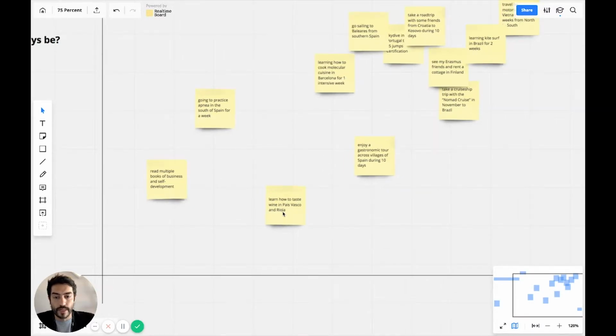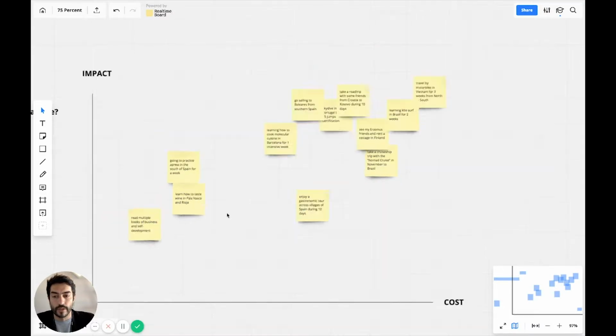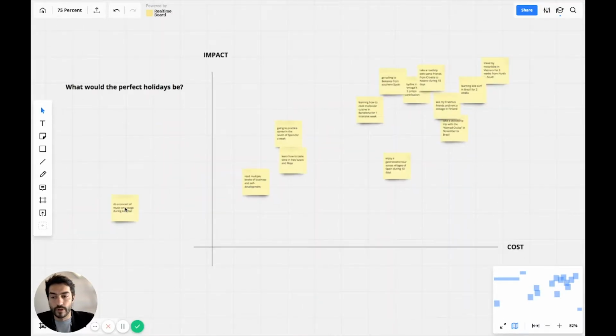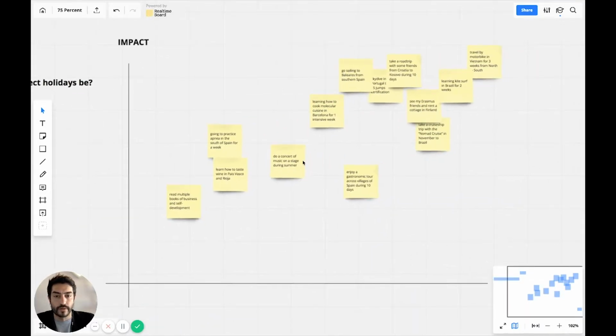Learn how to taste wine in País Vasco and Rioja. Same thing. The impact is moderate, so I'll put it in the middle. The cost is pretty low. It would be around here. Finally, do a concert of music on stage during summer. So I love to play music. If I can do a concert, I would certainly remember it. The impact is moderate to low. I've already done a lot. And the cost is moderate to low as well.